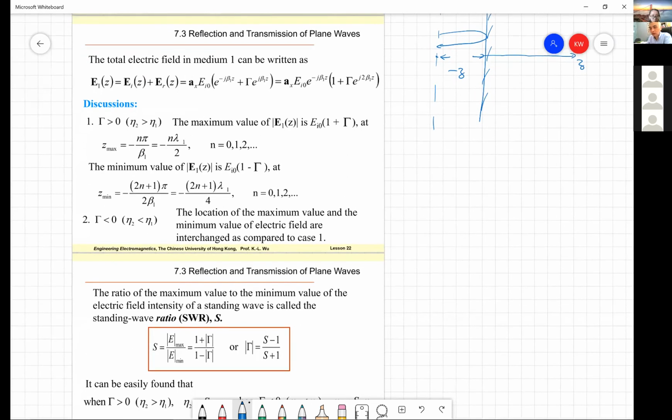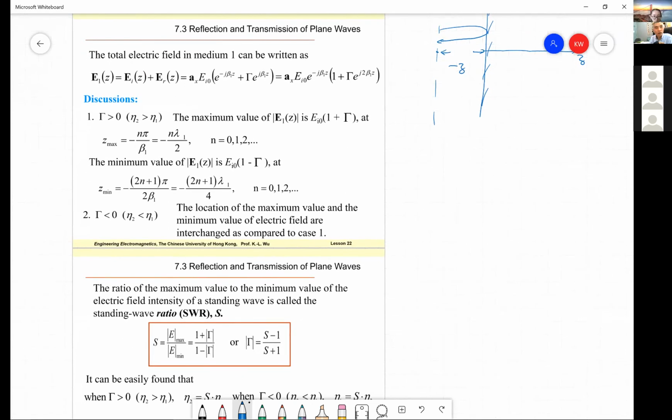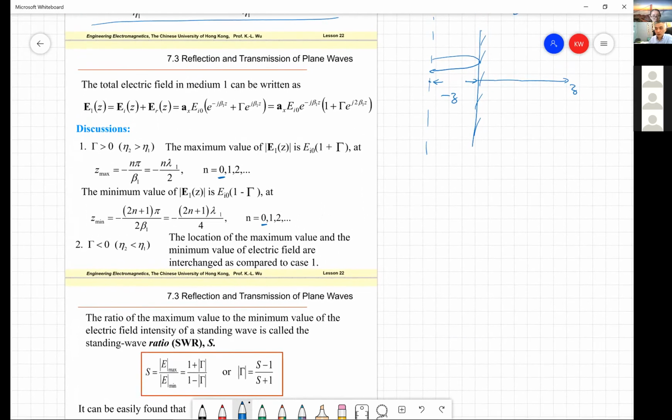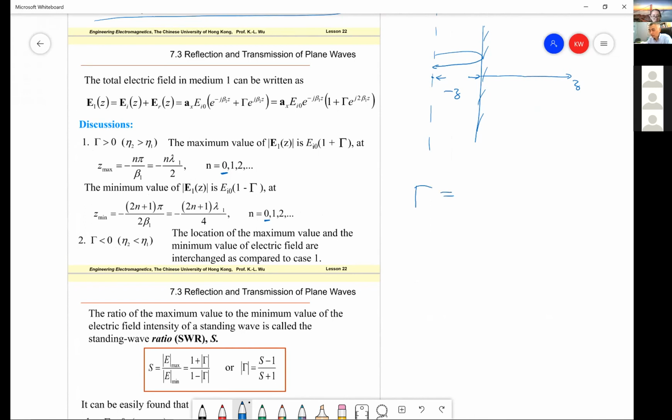Now let's have a further discussion. Depending on when you uploaded my handout, here I added a 0, which I think makes more sense because I added it last night. Let's see. The reflection coefficient gamma equals eta 2 minus eta 1 over eta 2 plus eta 1. Then we know the electric field.